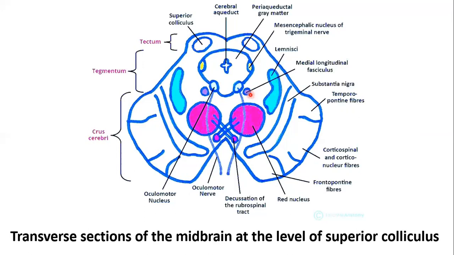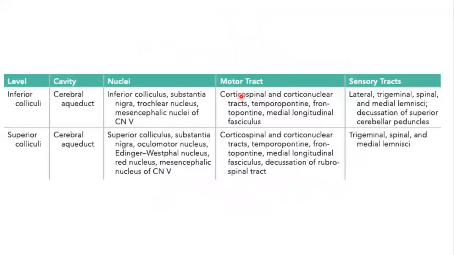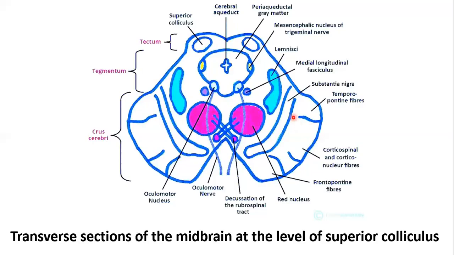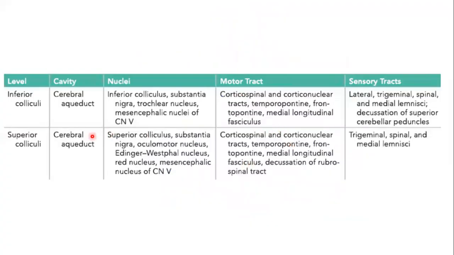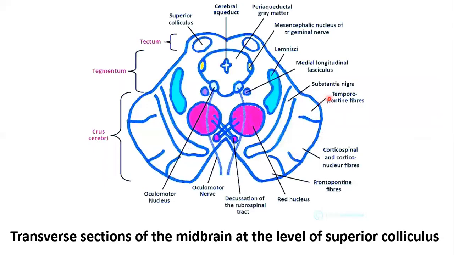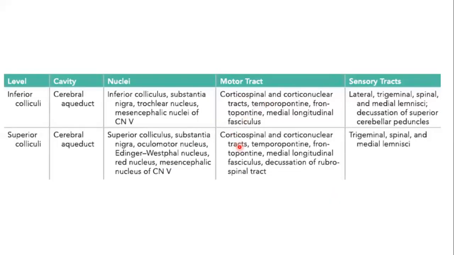So these are the sensory fibers, and you could see this is the medial longitudinal fasciculus, which would be the motor tract, and then the sensory tract. These lemnisci and the decussation of the superior cerebellar peduncle are very important. And this was at the inferior colliculus level, and we're studying the superior colliculus. These are the motor tracts, and these are the spinal sensory tracts. The sensory ones are only these lemnisci, and the motor ones are these.